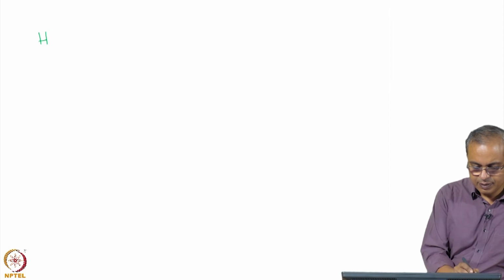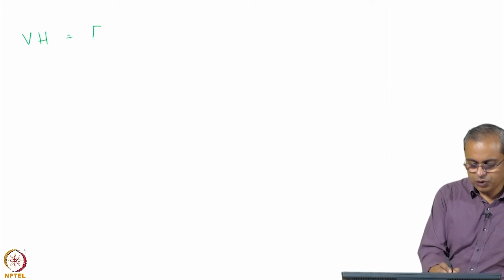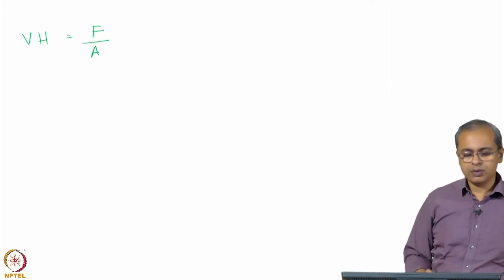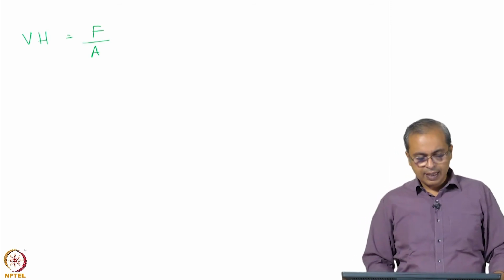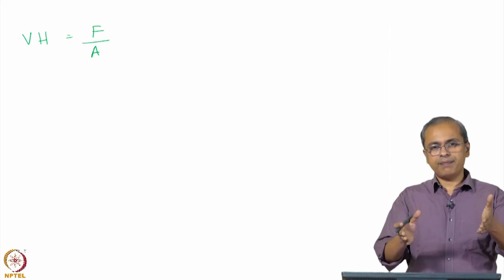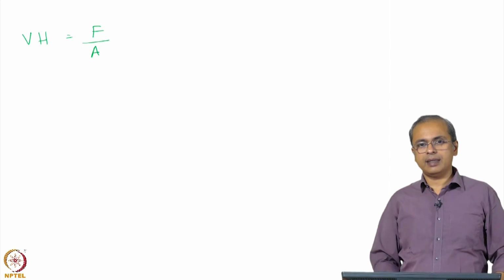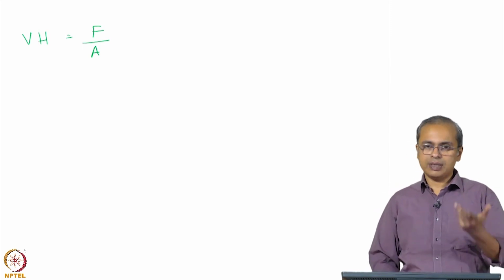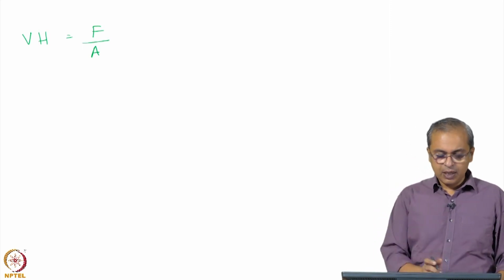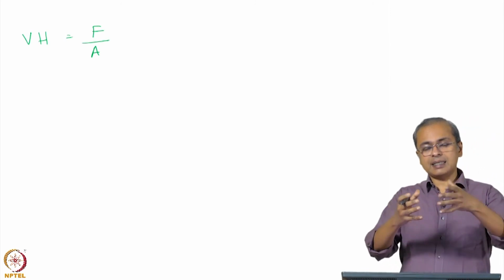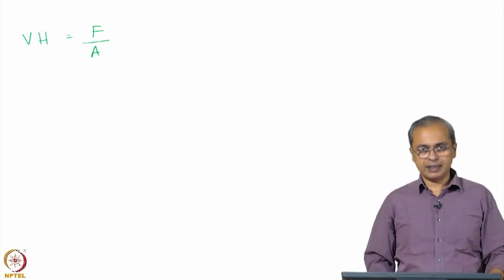Essentially the Vickers hardness value is given as force over area. That is all that we are trying to do, and the force is the weight that you put on the indenter. So we are interested in knowing the surface area that was created by that indentation, right.